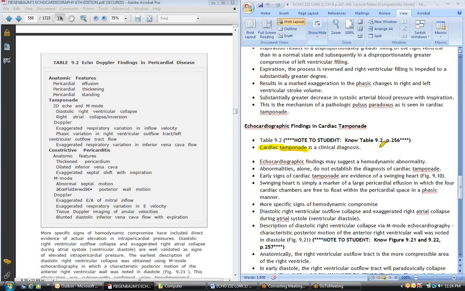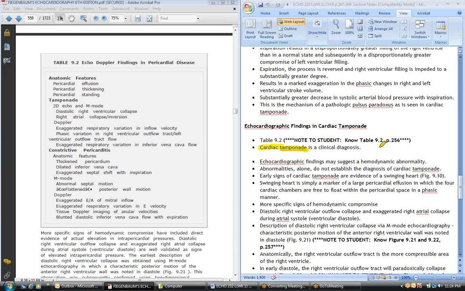Early signs of cardiac tamponade are evidence of a swinging heart. We talked about that in the last video, figure 9-10, when you have so much effusion that the heart's swinging around. It's simply a marker of a large pericardial effusion in which the four chambers are free to float within the space in a phasic manner.